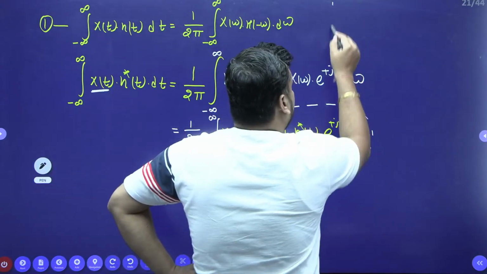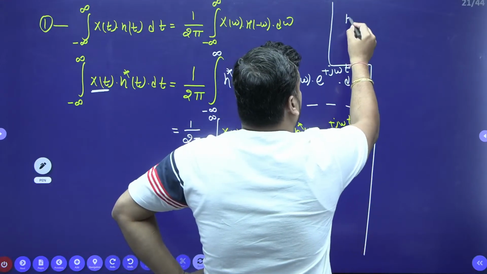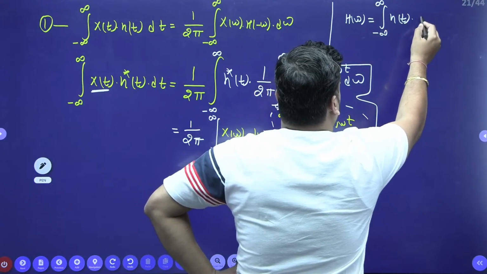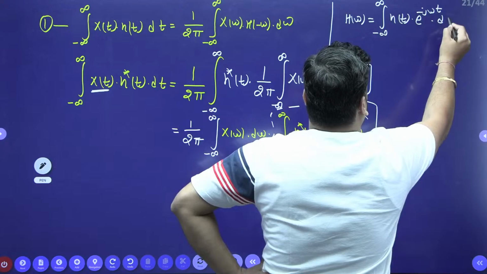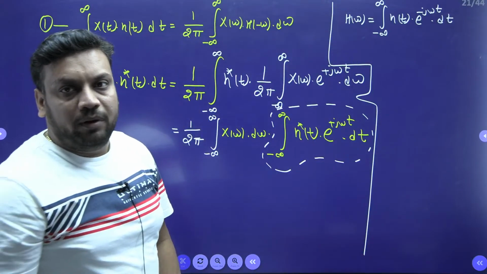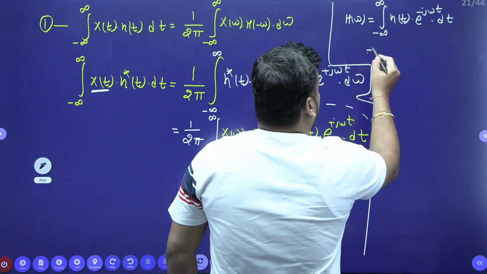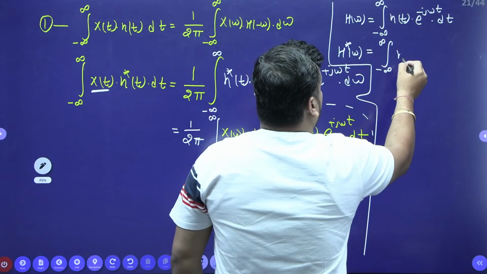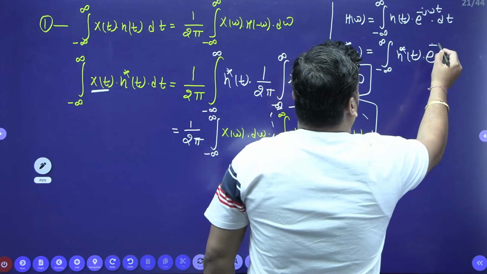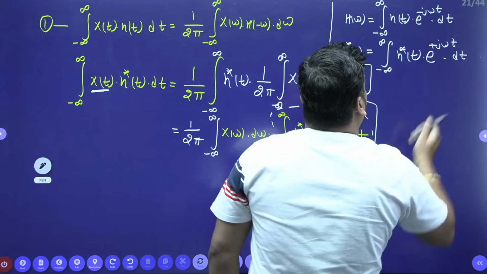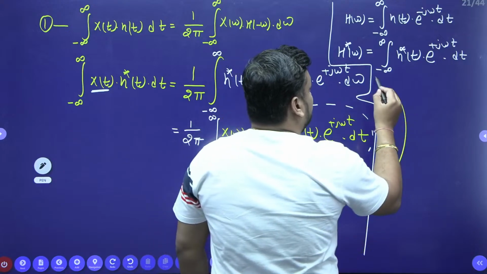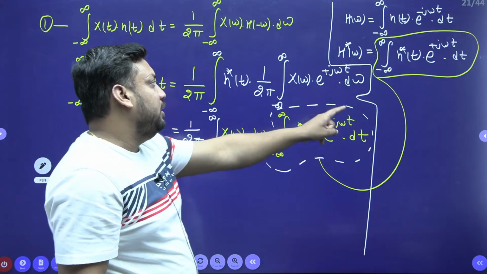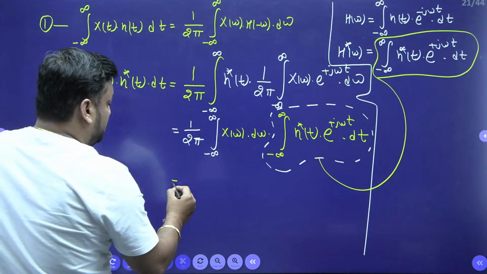So if we write here the h of omega formula, meaning the Fourier transform formula, then you will get integral from minus infinity to infinity h of t e to the power minus j omega t into dt. This is my continuous time Fourier transform formula, beta. Yes. And if I take the conjugate on both sides, then h conjugate of omega will be integral from minus infinity to infinity h conjugate of t e to the power plus j omega t into dt. So now don't you think whatever is mentioned here, h conjugate of t e to the power plus j omega t dt, is nothing but h conjugate of omega.